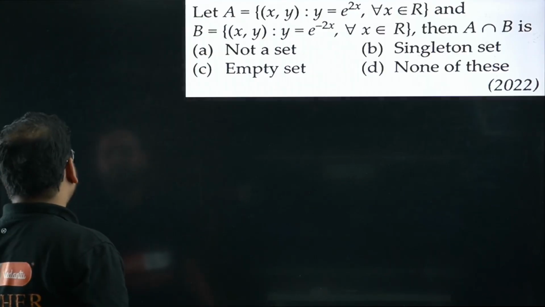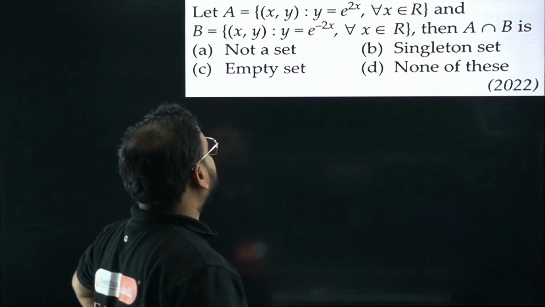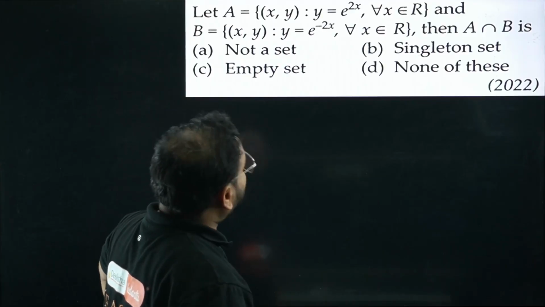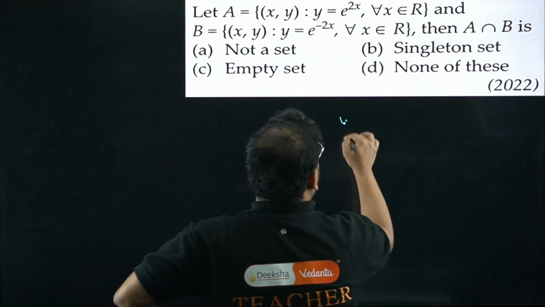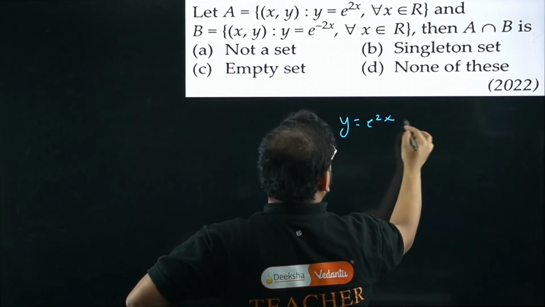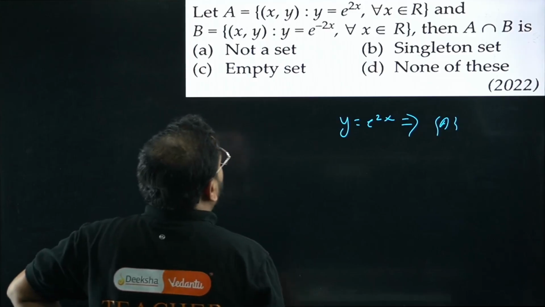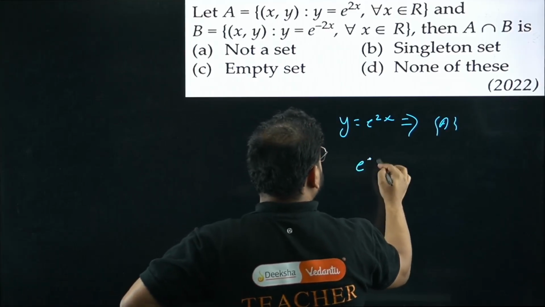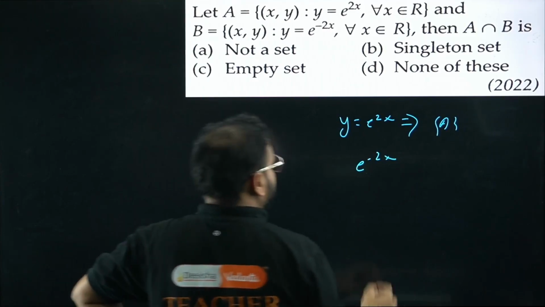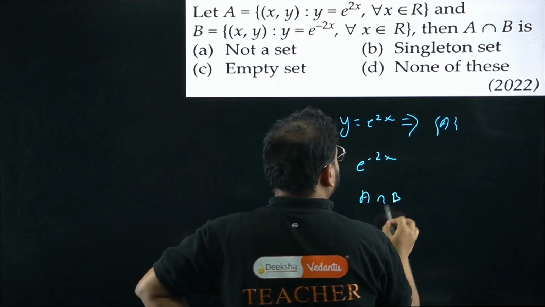Next question now. Let A equal to x comma y, where y equals e power 2x. This is your set. This will give you elements of the set A. And for B you have y equals e power minus 2x. They're looking for the intersection of A and B, something common between A and B. Think about it.